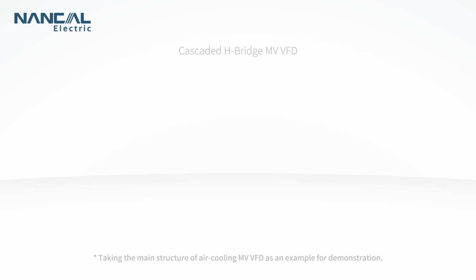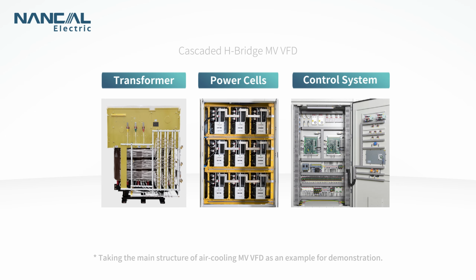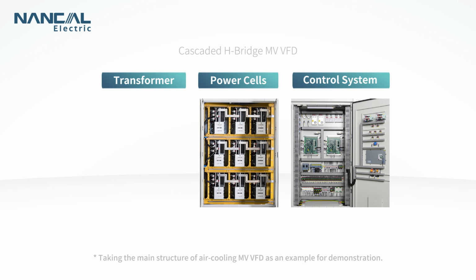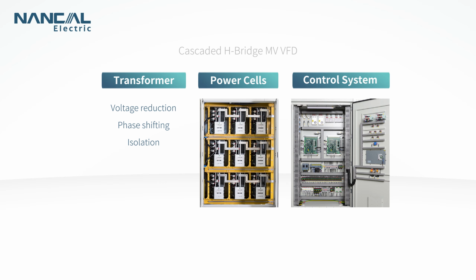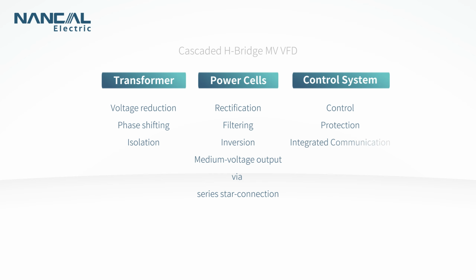A cascaded H-bridge MV VFD primarily comprises a phase-shifting transformer, multiple power cells, and a control system. The main functions of the phase-shifting transformer are stepping down the voltage, phase shifting, and providing isolation. The main function of each power cell is to perform rectification, filtering, and inversion. Multiple low-voltage power cells are connected in series and star connected to directly output a medium voltage. The main functions of the control system are control, protection, and integrated communications. Essentially, selecting our MV-VFD involves choosing these three key components.